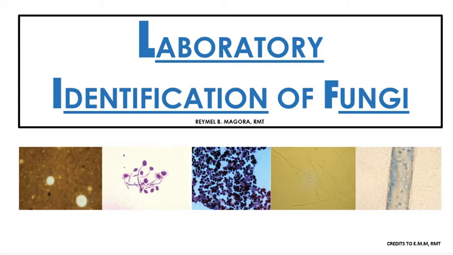Okay. So you have your superficial and cutaneous. You have your subcutaneous, systemic, and then you have your opportunistic. So, yan lahat ngayon titignan natin. Paano ba natin malalaman whether yung ine-entertain natin na pathologic agent of disease na fungi ay ma-identify natin. Of course, we always start with what? When we're trying to identify an organism.